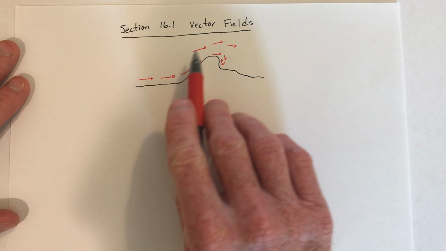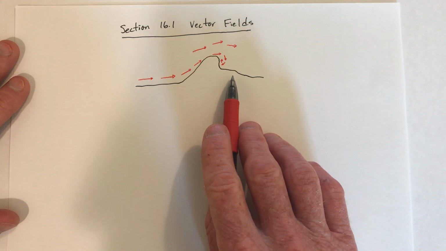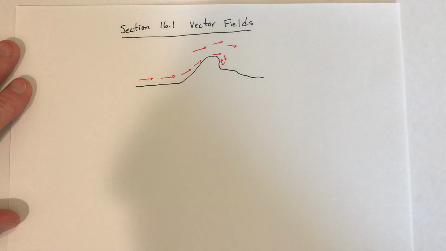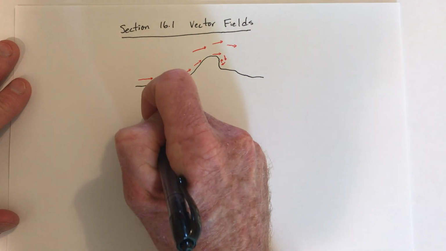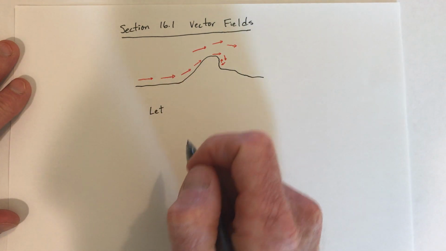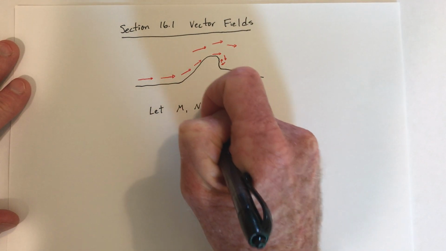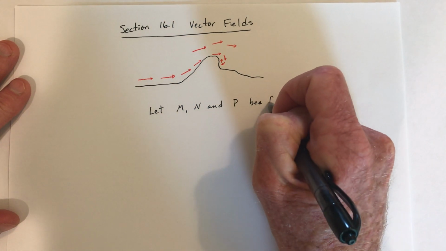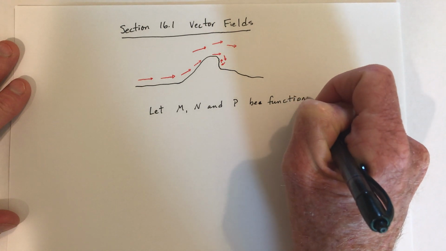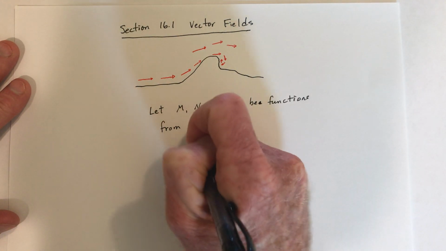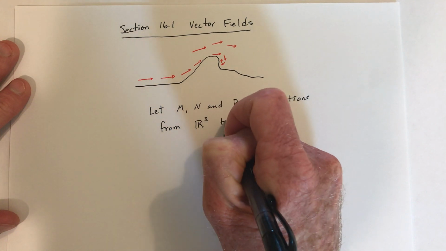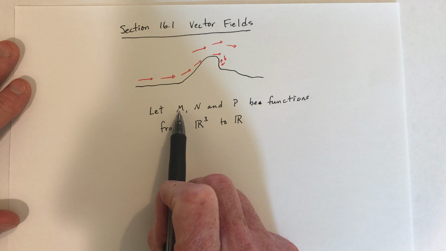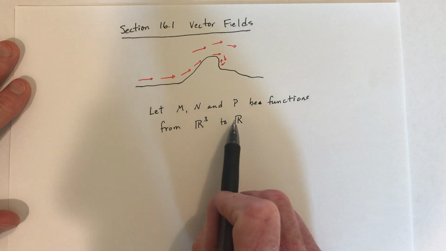Okay, anyway, when you collect all of these, or you look at all of these red vectors, that's a vector field. So you're looking over a whole field and you're looking at all of the vectors. Now in general, how do you create the actual function? So let M, N, and P be functions from three-dimensional space to one-dimensional space. So in other words, for M, you plug in three numbers, it runs a little formula, and it spits out one number.